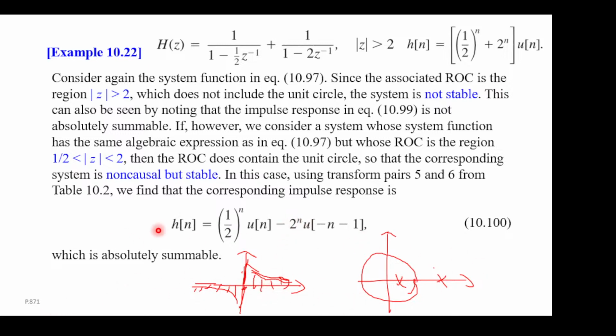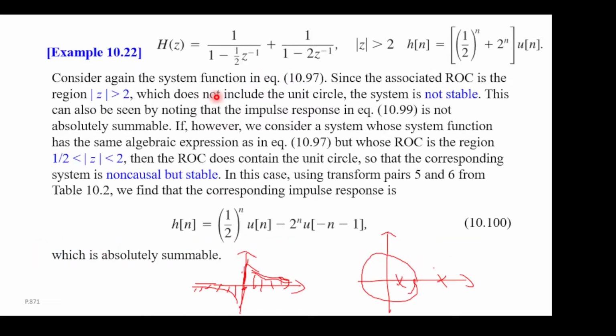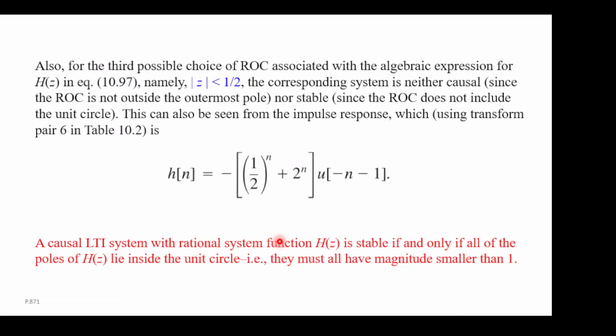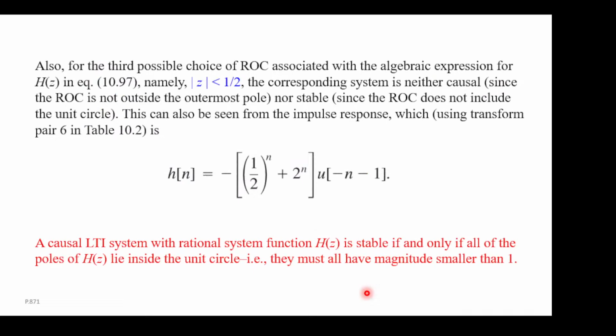But this is not causal, because you have this n less than 0 part, you have all those weights here. Okay. And then finally there is a third possible ROC, that's z less than 1 over 2, just the inner one. It might not include 0. But anyway, this is not causal and not stable because it's not the rightmost one and it doesn't include the unit circle. Right? It's just a circle here. So it's not causal and not stable.